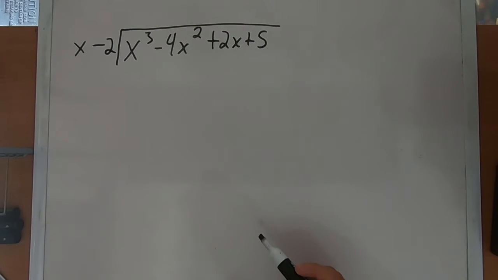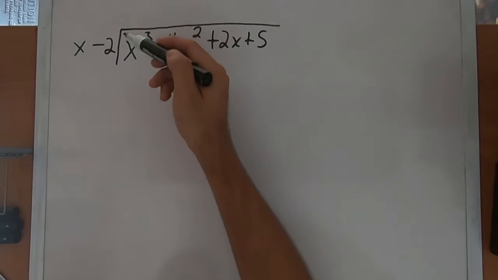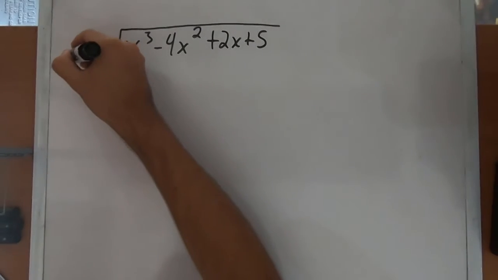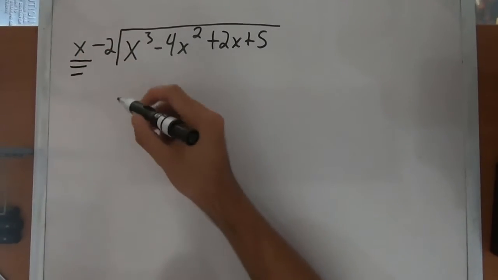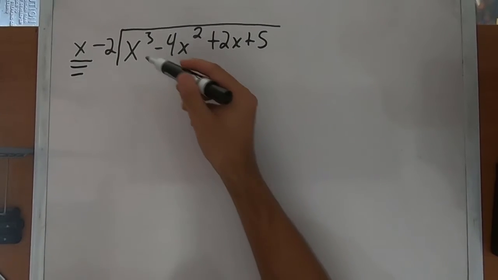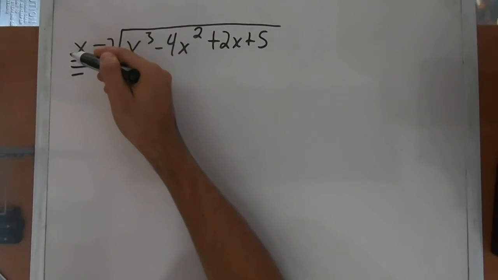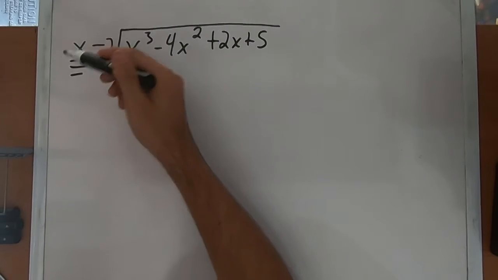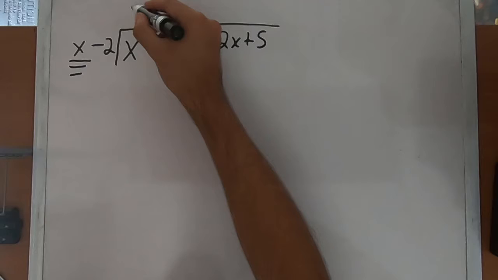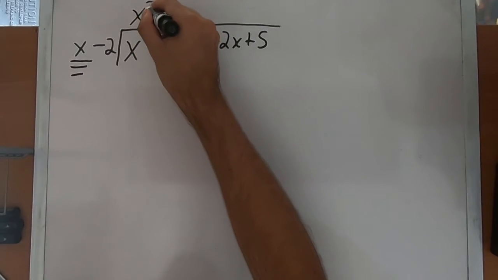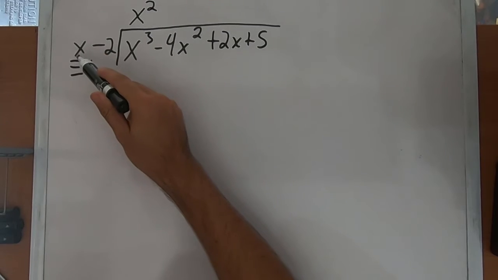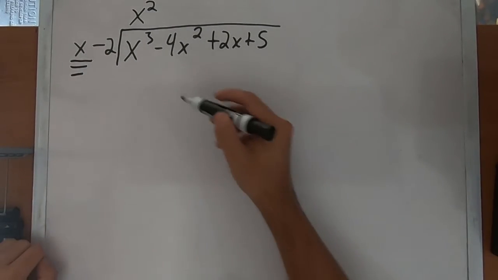Alright. So the first thing you want to do, well, throughout the whole problem, your focus is this term right here, the first term on the divisor. So how do we get x? What do we multiply x by to get x cubed? That is going to be x squared. x squared times x gives you x cubed.